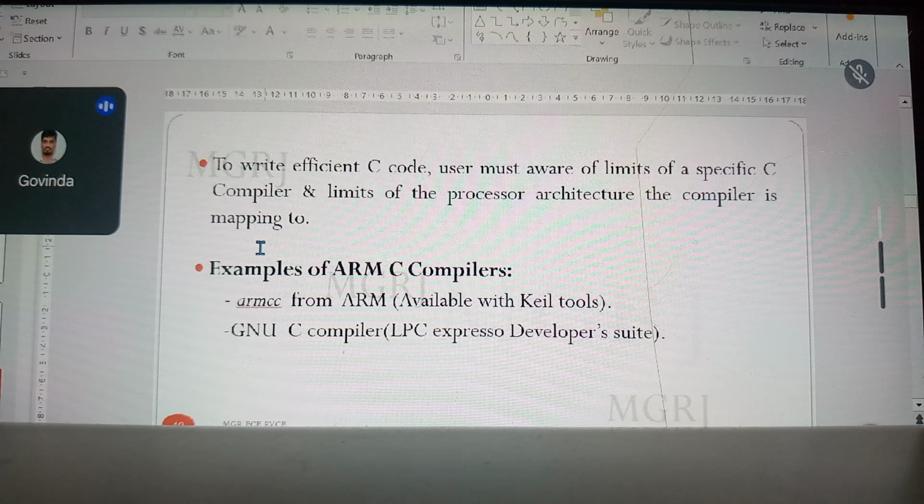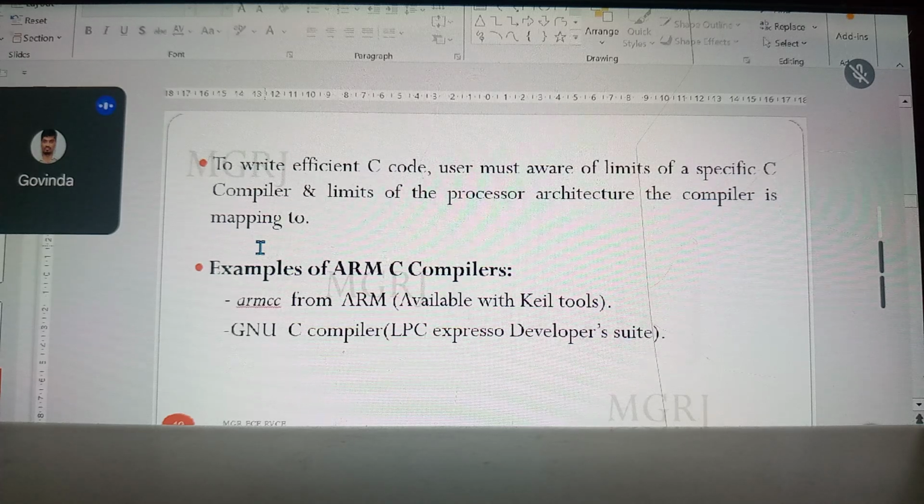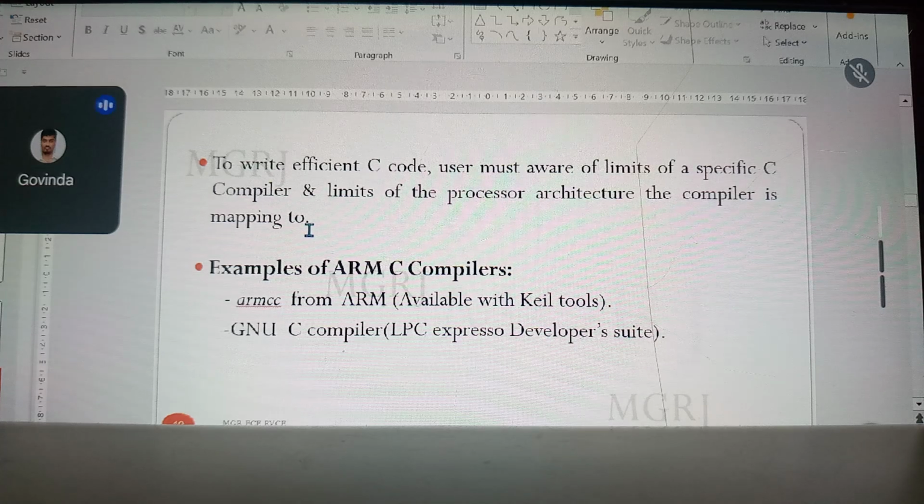Rather than making use of one clock cycle, it might make use of multiple clock cycles, because it is not generating a multiply and accumulate operation. So that's the limitation of the compiler. We should be aware of the limitation of the compiler that is converting to machine code.